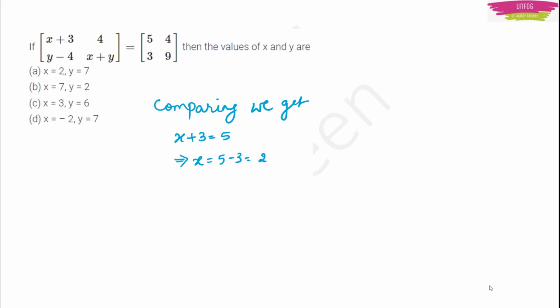But if you compare x plus y with 9, you will have to do two steps again. You will have to substitute the value of x which we found here. You will have to substitute 2 there and then find y. Or you directly find it by comparing y minus 4 is equal to 3. So your minus 4 will go in the right hand side and y will be equal to 7. That is 3 plus 4 is equal to 7. So here option A will be the right answer. See how easy it is. Just we compared and we found the answer. We found the value for x and y.